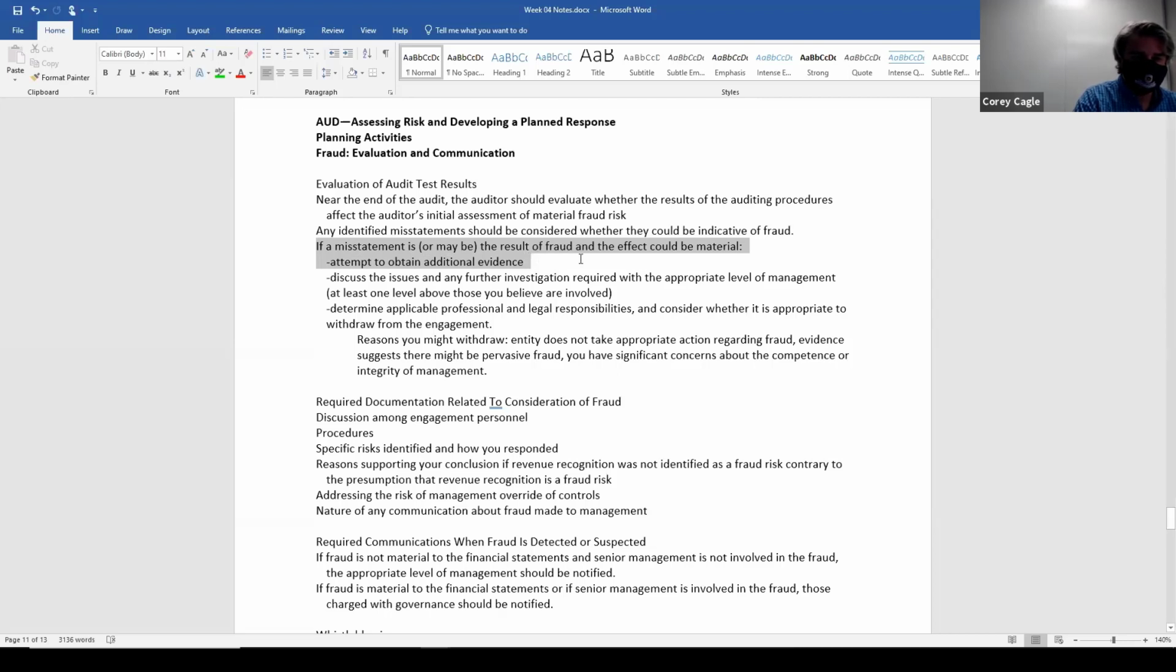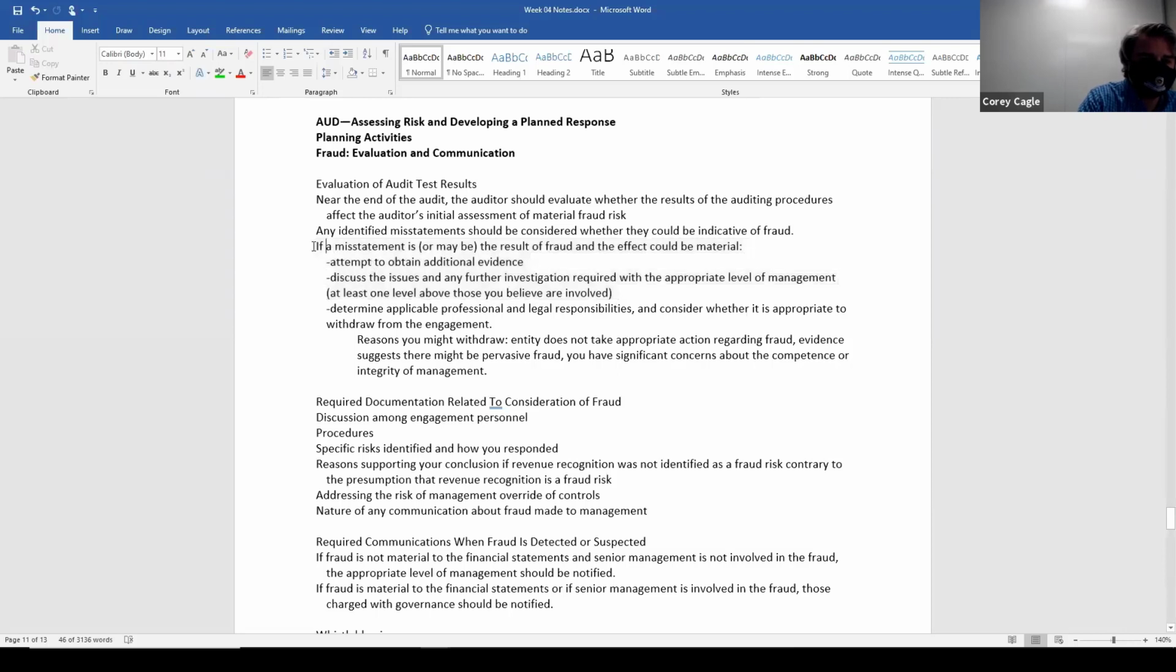And then we want to discuss with management. And it's always one level above the people you believe to be involved. So you'll get questions about who do you talk to, and that's the answer. You might have a question about you found fraud and you immediately go to the president of the board or something like that. No, you don't. You just go to a level above who you think's involved. You don't automatically go to the top. You may end up having to go to the top, but you don't automatically go there.